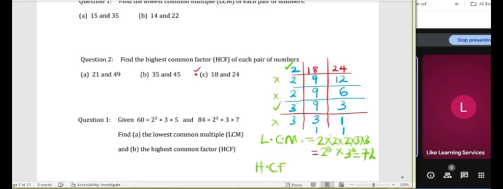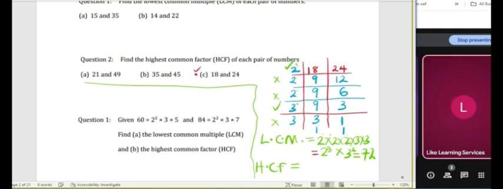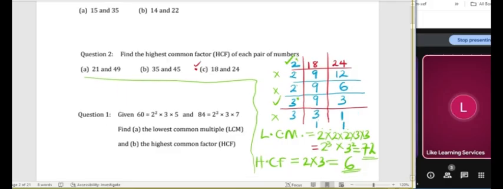HCF equals only the ones that divided all through, that we ticked. Only these 2 and these 3. So 2 times 3, that's 6. Okay. Beautiful.